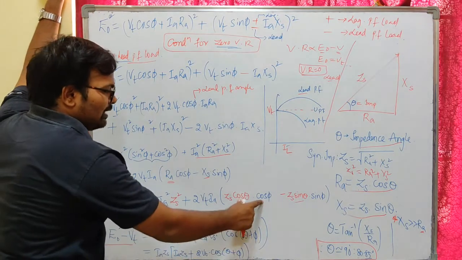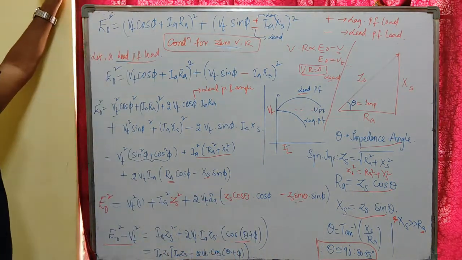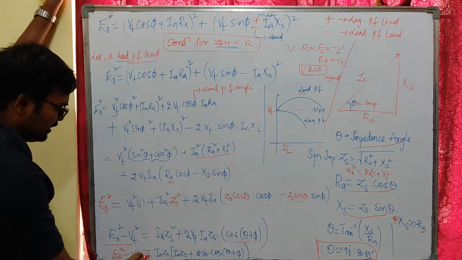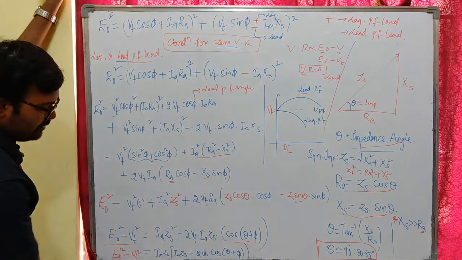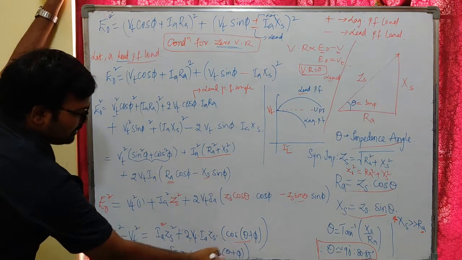Here that will be cos A cos B minus sin A sin B, which is nothing but cos (A plus B), that is cos of (theta plus phi). Now I have obtained E naught square minus Vt square equal to Ia Zs, taking Ia Zs common, times (Ia Zs plus 2 Vt cos of (theta plus phi)).